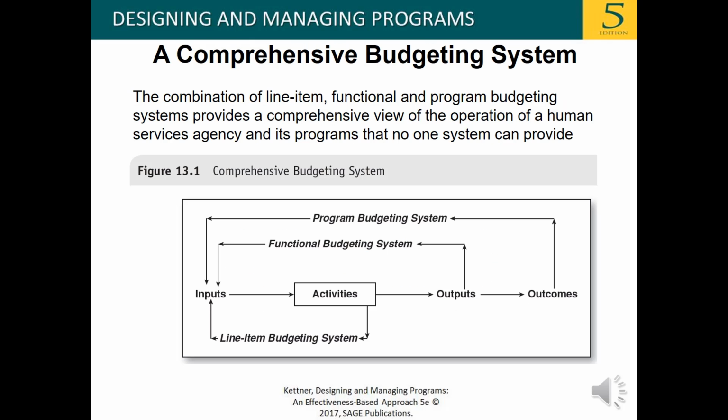Okay, with a comprehensive budgeting system, we've seen this figure before, but the combination of line item, functional, and program budgeting systems provides a comprehensive view of the operation of a human services agency and its programs that no one system can provide.